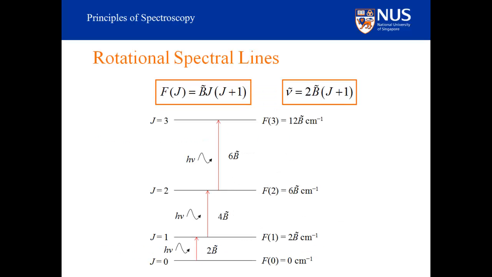So the spectral line for the transition from J equals 0 to J equals 1 will occur at 2B. For J equals 1 to J equals 2 it will occur at 4B, and for J equals 2 to J equals 3 it will occur at 6B. The spectral lines, therefore, are going to be 2B apart. They are going to be equally spaced.